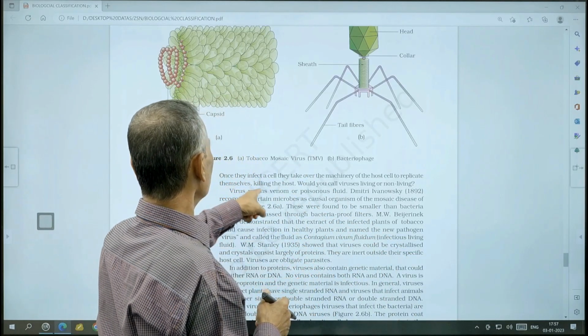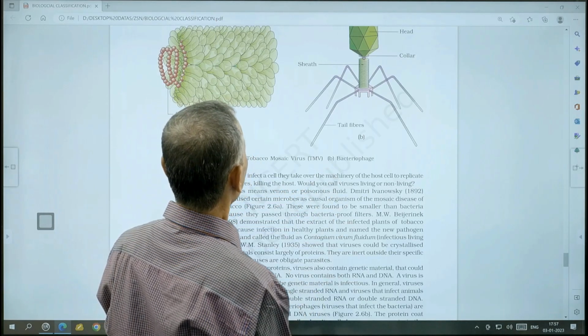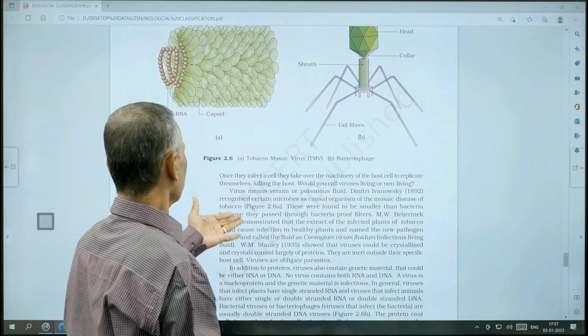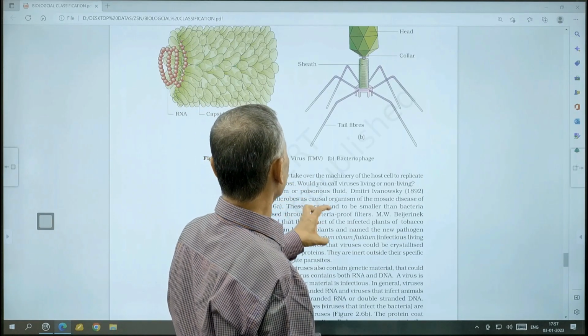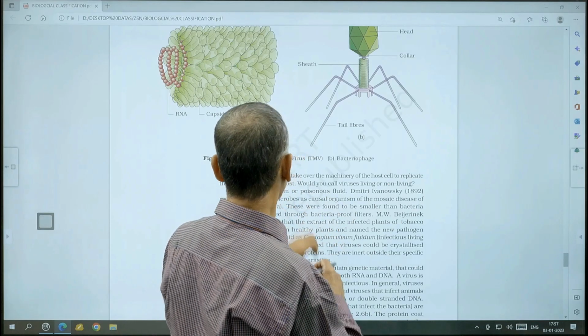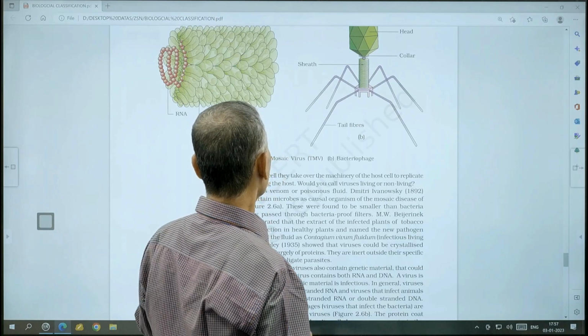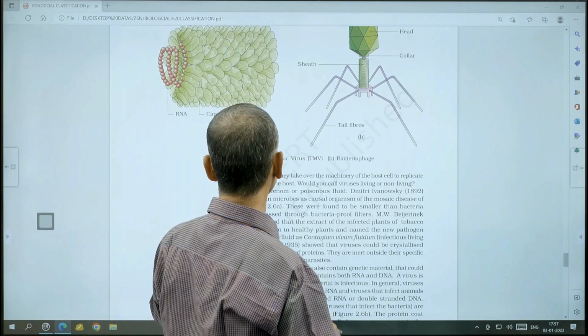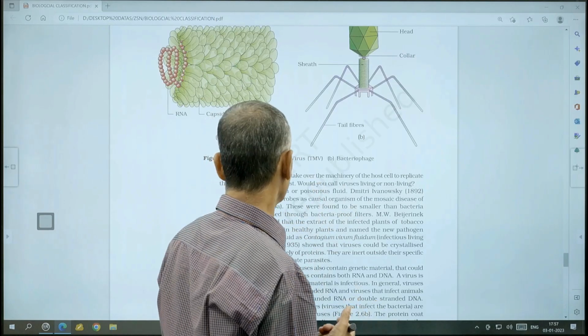And virus means venom or poisonous fluid. It was Ivanovsky who recognized that there are some microorganisms that can cause disease in the tobacco. The disease is mosaic disease. And they were all found to be even smaller than bacteria so that they can pass through bacteria-proof filters.